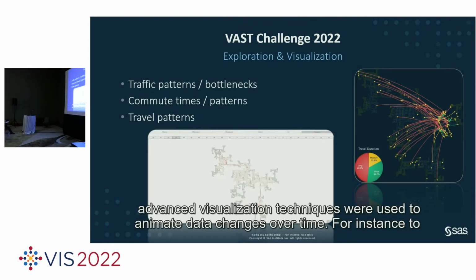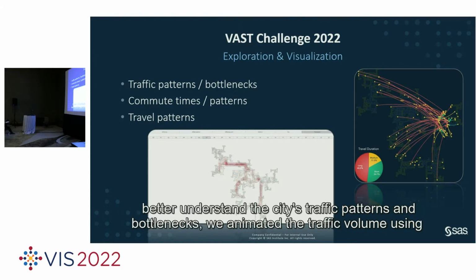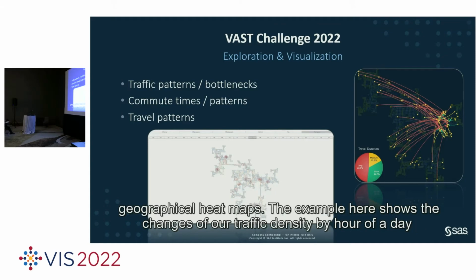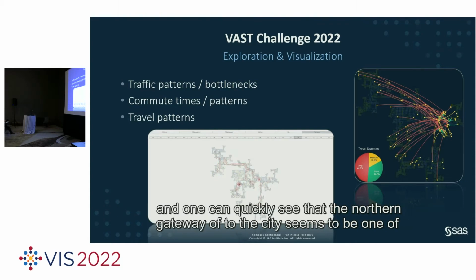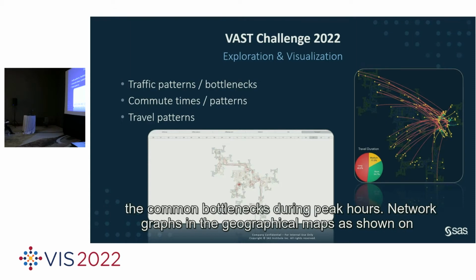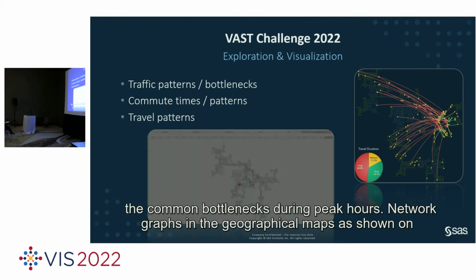Advanced visualization techniques were used to animate data changes over time. For instance, to better understand the city's traffic patterns and bottlenecks, we animated the traffic volume using geographical heat maps. The example here shows the changes of traffic density by hour of a day, and one can quickly see that the northern gateway to the city seems to be one of the common bottlenecks during peak hours.